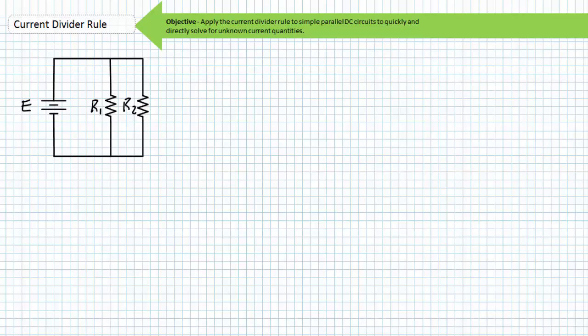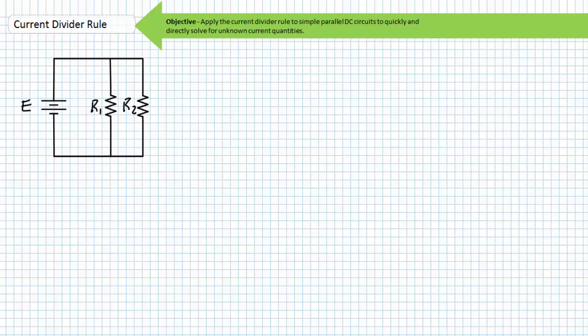Keeping with the words quickly and directly, we're going to save ourselves some valuable time by referring to the current divider rule henceforth by its initials, CDR. Although this lecture deals exclusively with the CDR application to simple parallel DC circuits, we'll have ample time and occasion to revisit the CDR applied to various branches of series parallel DC circuits, AC circuits, and branches of series parallel AC circuits. Right now, we're zooming in on a very tiny location on a very large map. We'll cross those other bridges and burn them to the ground later.